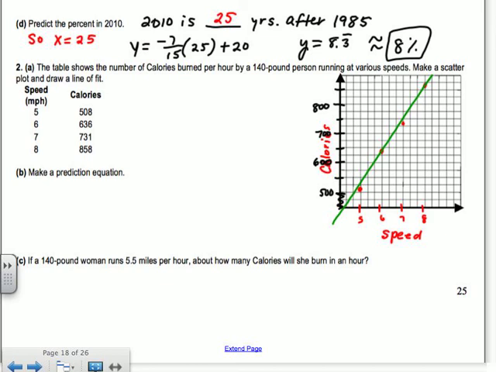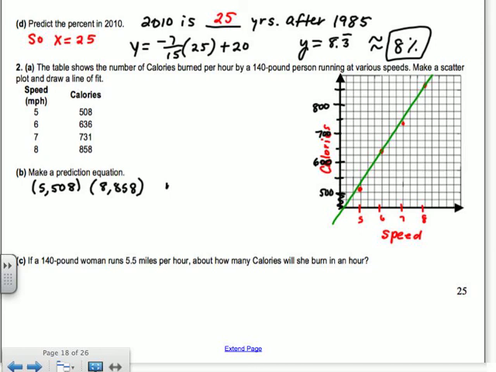Like I said, you usually want to use the first and last points if that works out pretty well. That way, if you're doing your homework, you can compare if you always use the same points. Unless the first point was way up here and it was way off, then don't use that point. Use the other two. Okay, so we're going to use the point 5, 508 and the point 8, 858.